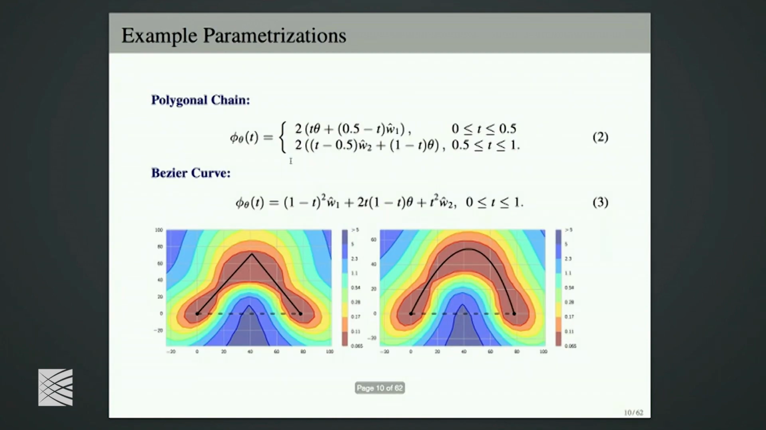Okay. So a bit more specifically, we can consider the actual parameterizations used in these particular figures. So in the top here, we have a polygonal chain. It starts for t equals 0 at one of the SGD solutions, so that's W1 hat. So we started just by finding W1 hat and W2 hat. It ends at W2 hat going to t equals 1.